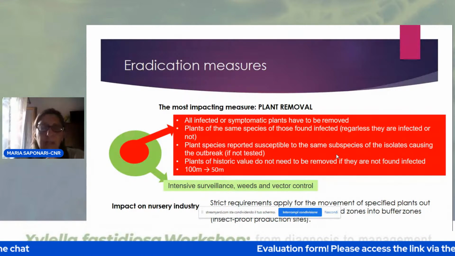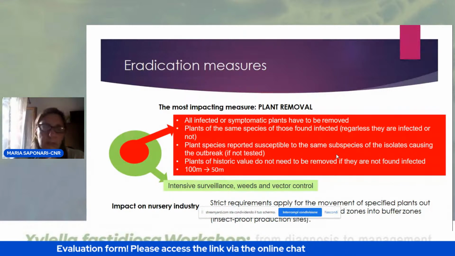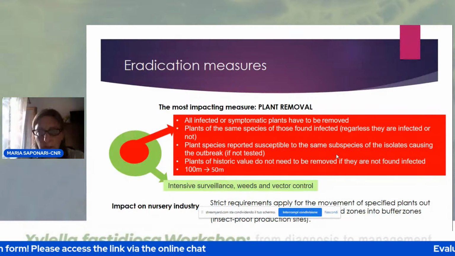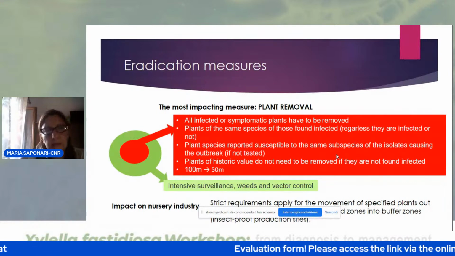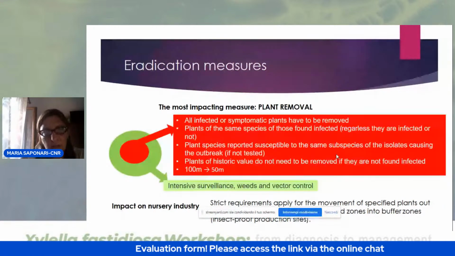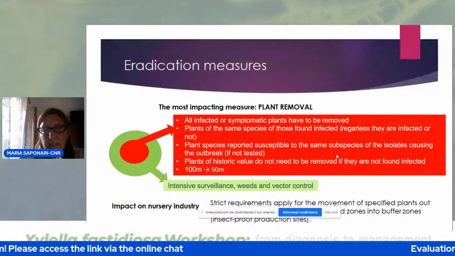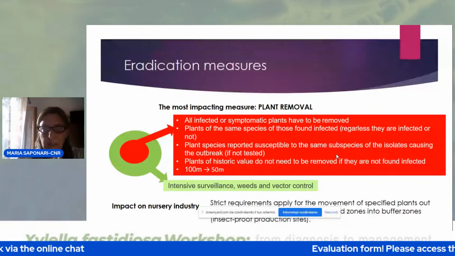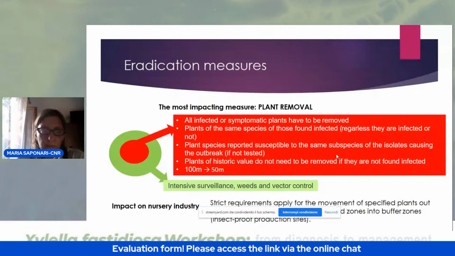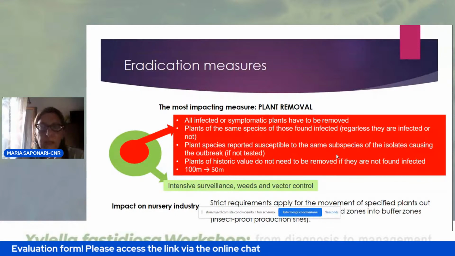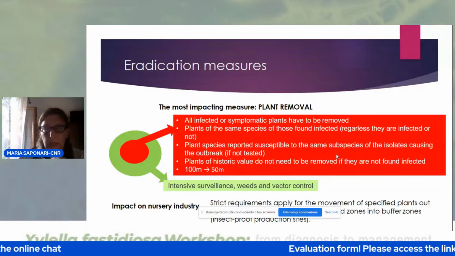Now this area has been reduced to 50 meters based on the scientific knowledge that has been acquired during the past years. And this infected zone is then protected by a buffer zone, the one in green, where an intensive surveillance is in place in order to intercept any new jump of the bacterium, as well as the mandatory control of the weeds and the vector, as I will explain later.